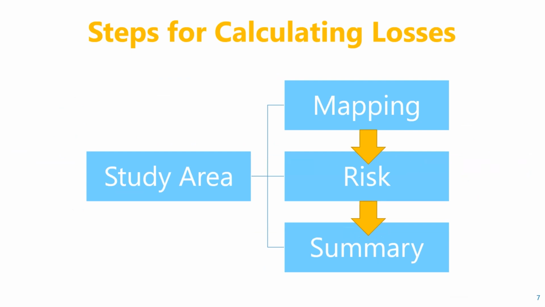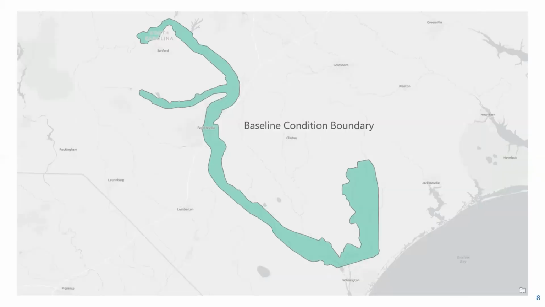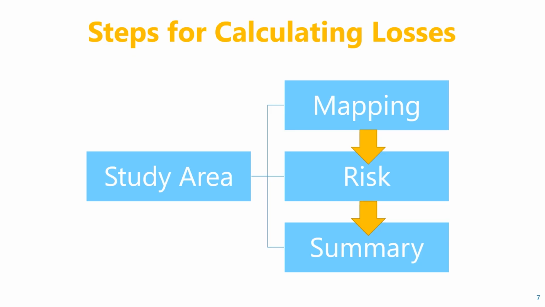So once we have a study area defined, there are some general steps that we're going to use to calculate our losses in flood risk analysis. If we have our one study area, we can break up our tasks into these broad categories where we're going to be running our mapping, our risk, and then we're going to summarize those results. So for our baseline conditions, where we have just one study area that we're looking at, baseline is just our existing conditions for the Cape Fear. We're able to just run through that process pretty easily, just going through those 3 steps.